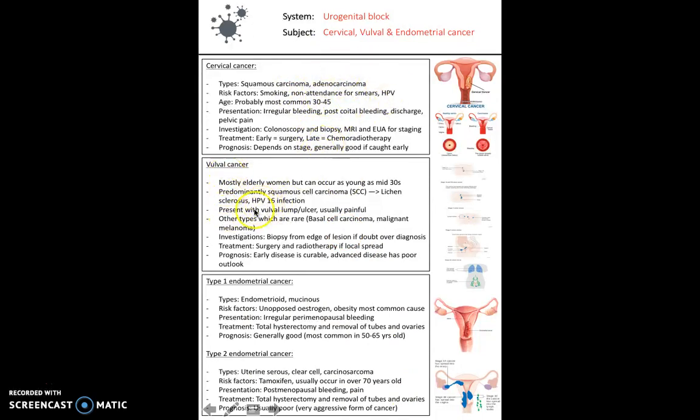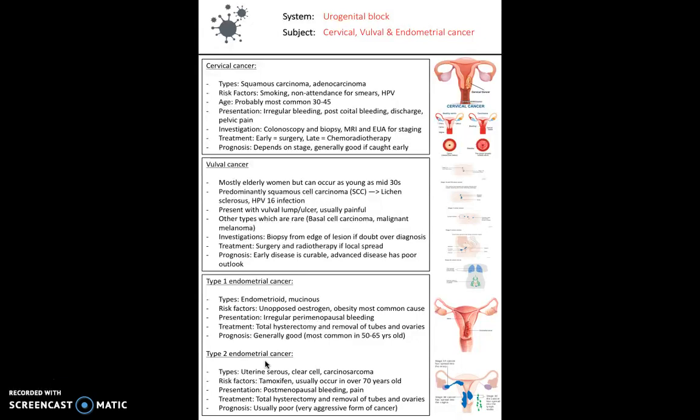Vulvar cancer, this mostly occurs in elderly women. It can occur in younger women, but mostly it does occur in older women. It usually presents with a vulval lump or ulcer, and it is usually very painful for the patient. Endometrial cancer can be split into 2 types. So endometrial cancer is a cancer that arises from the endometrium. So the endometrium is the lining of the uterus or womb.